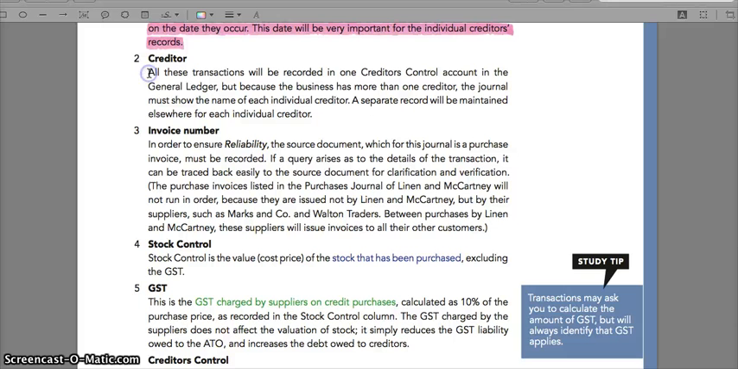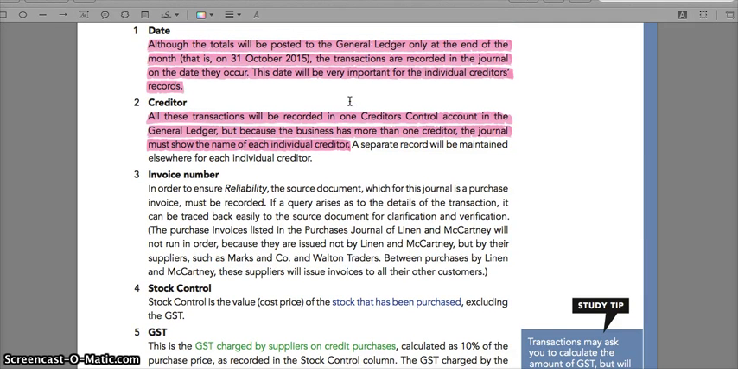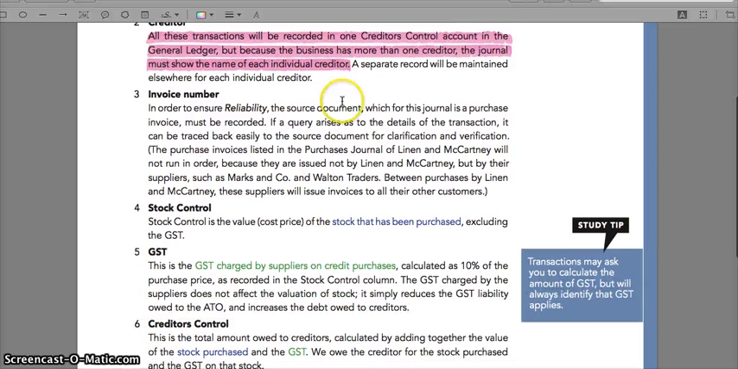This is also very important. So all the transactions will be recorded in the one creditors control account, but because the business has more than one creditor, we've got to show the individual name of that creditor so that we know exactly who we need to pay and when we need to pay them. Now, we've just got to remember that we're removing detail from the general ledger. We're not actually removing detail, period. So then obviously the invoice number, so that we can ensure that we've got reliability of the source document.